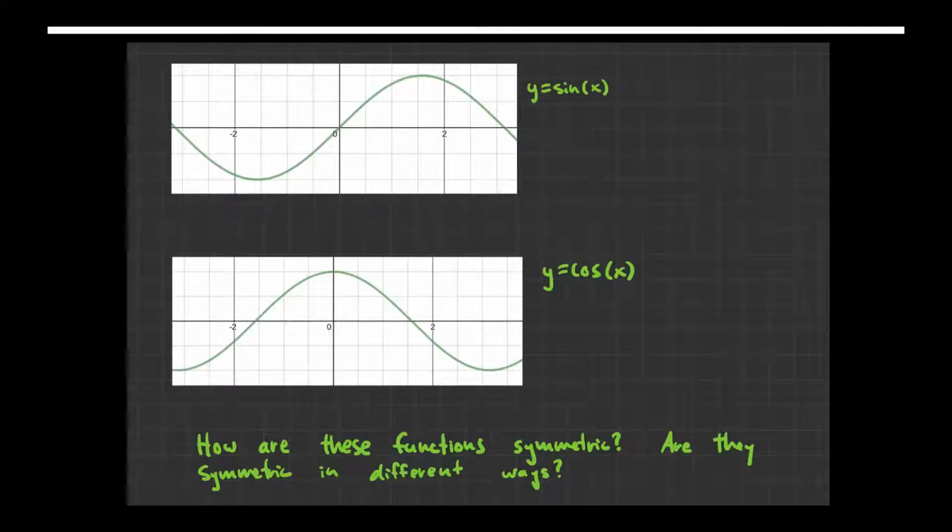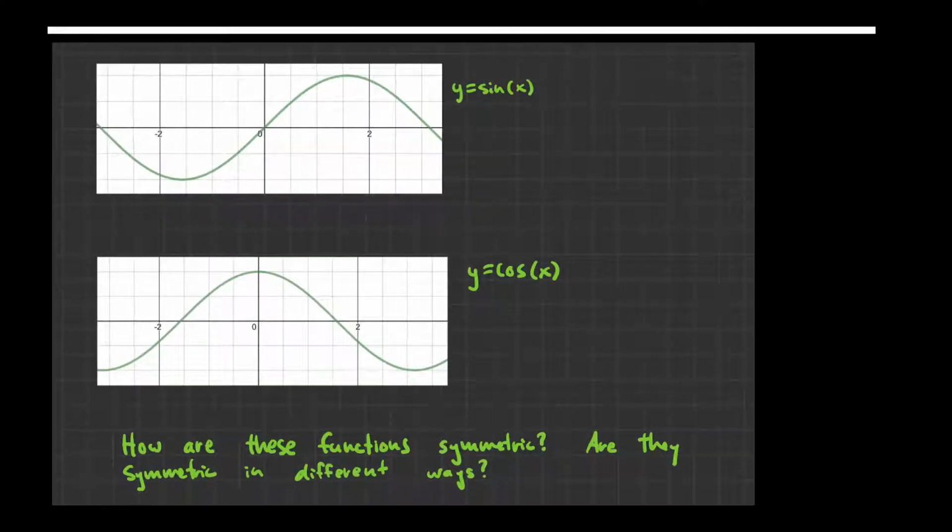Does anyone see any symmetries? Yeah, they're the same, except one is shifted. Yeah, it is actually true. Yeah, that's a good point. That sine of x is equal to cosine of x plus pi over 2. Or I should say minus pi over 2. Okay? So that's absolutely true.